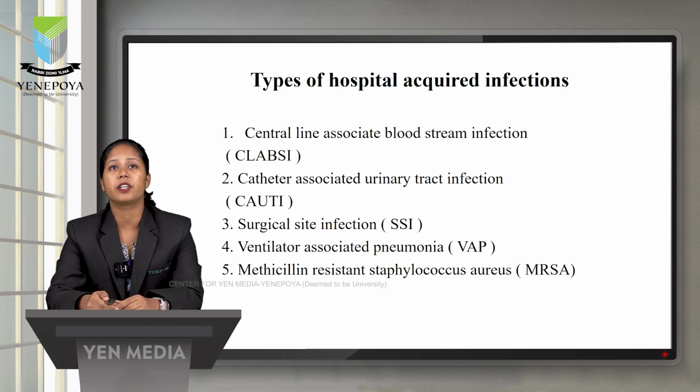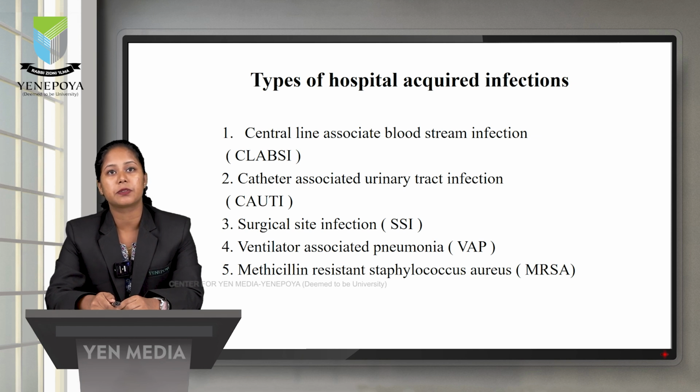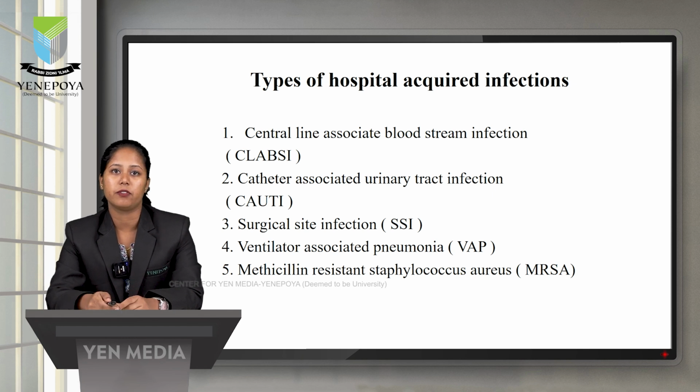Let us see the different types of hospital acquired infection. First one is central line associated bloodstream infection, shortly called CLABSI. Second one is catheter associated urinary tract infection, called CAUTI. Third one, surgical site infection, called SSI. Fourth, ventilator associated pneumonia, shortly called VAP. And fifth one is methicillin resistant Staphylococcus aureus, shortly called MRSA. So these five types are the very prominent types of nosocomial infection or hospital acquired infection.